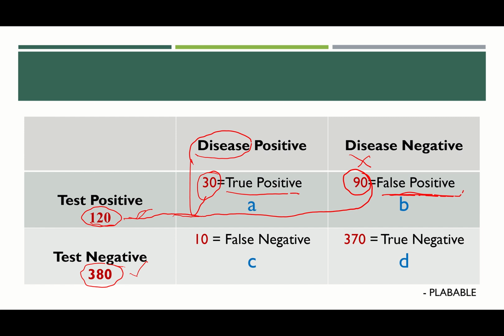And among the 380 test negative group, 10 somehow have the disease. So their test is negative but they actually have the disease. So their test result is wrong, which means they are falsely negative. And the remaining 370 are truly negative. They are healthy.